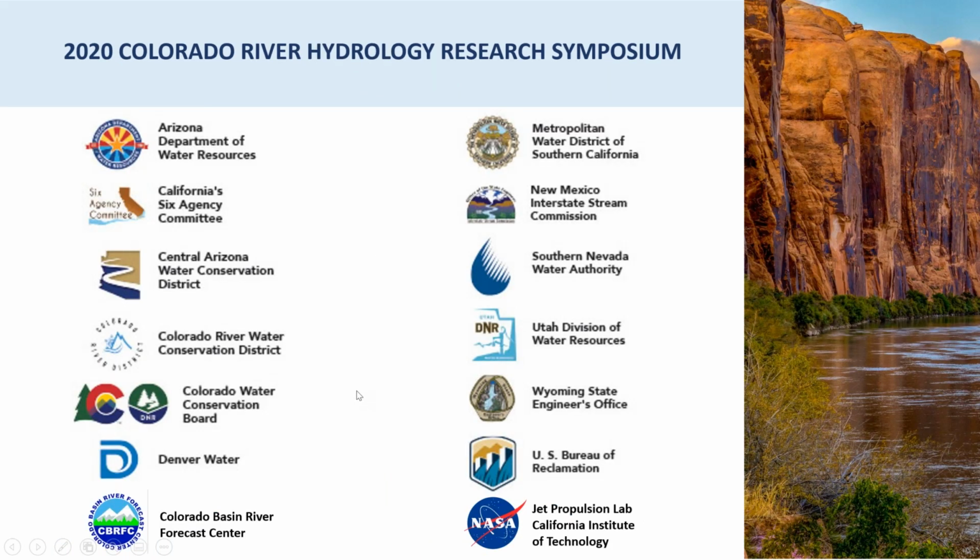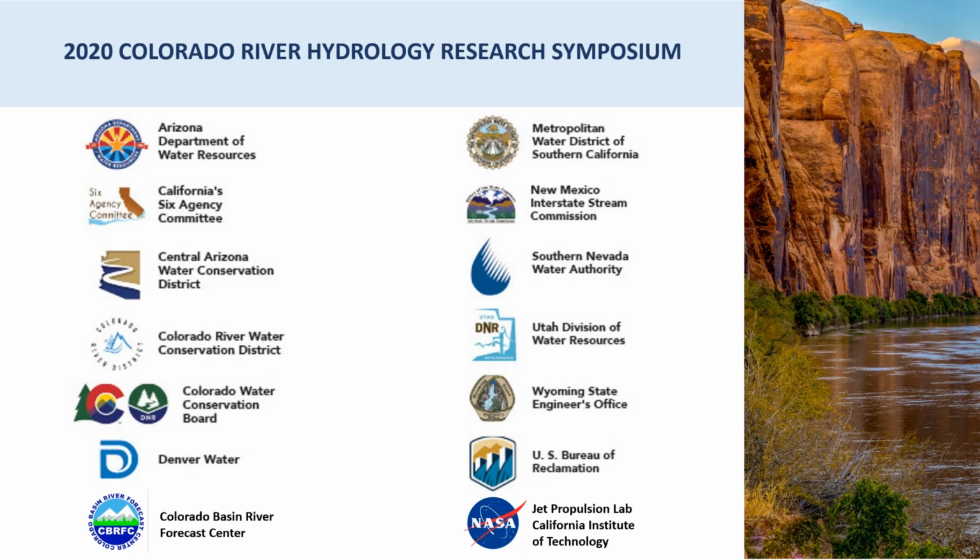So I just want to introduce folks to the Climate and Hydrology Work Group if you're unfamiliar with us. We've been meeting for a few years now, and we have a volunteer group of representatives across the Colorado River Basin, mostly from state and local water agencies, as well as large water utilities, and of course our federal partners at the Bureau of Reclamation, the Colorado Basin River Forecast Center, and at NASA.